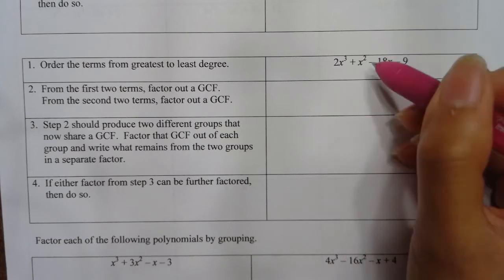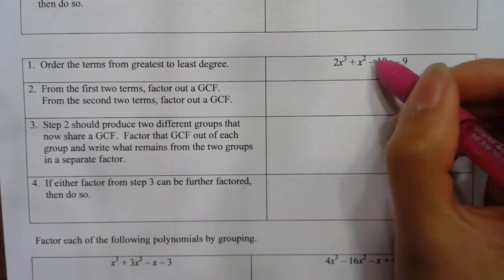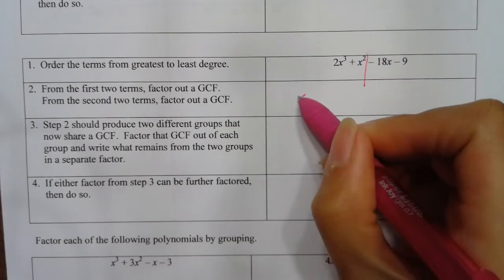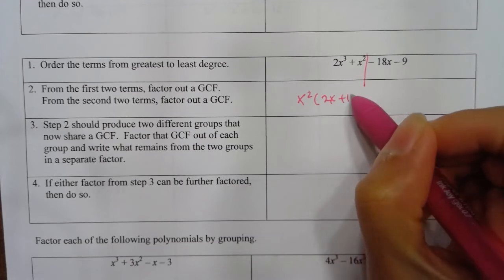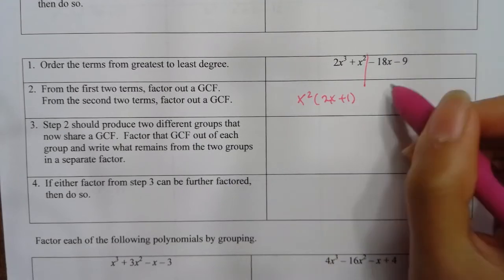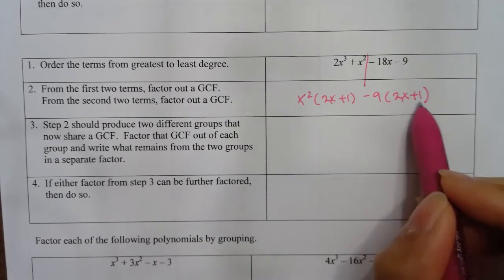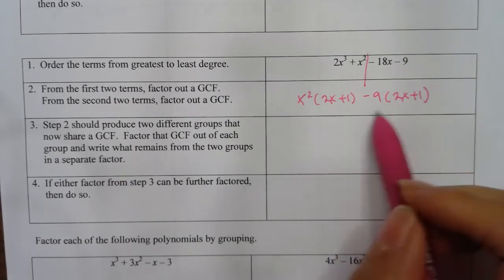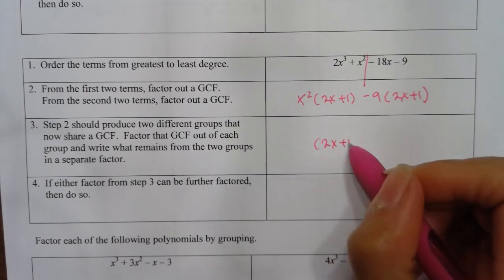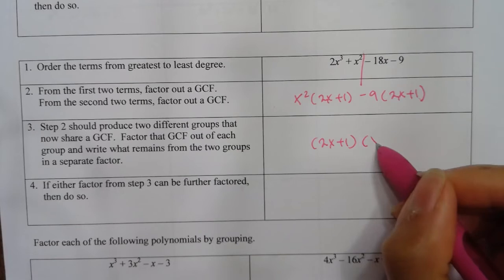So factor the first 2 terms together. Greatest common factor is x squared. We get 2x plus 1. Greatest common factor of the second group is -9, 2x plus 1. You look at the whole thing. What is the common factor of the whole thing? That is 2x plus 1. And then we get x squared minus 9.